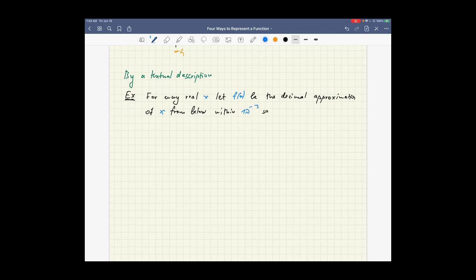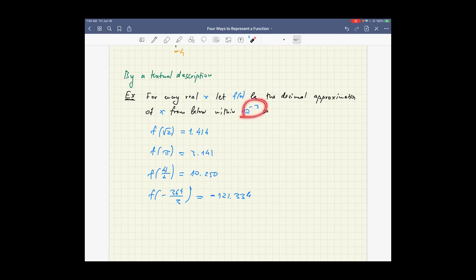So for instance, f at square root 2 will be 1.414. F at pi will be 3.141. F at 41.4 will be 41.4, and f at -364/3 will be -121.334. I encourage you to think why the decimal approximation of square root 2, for instance, from below within 1/1000 is this.